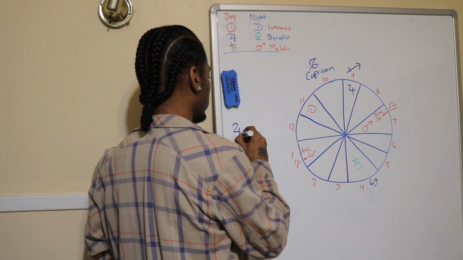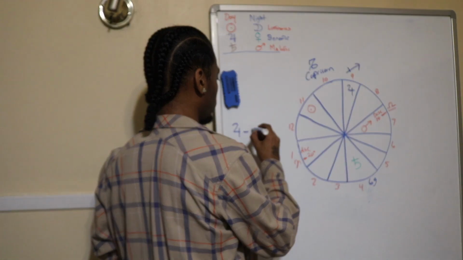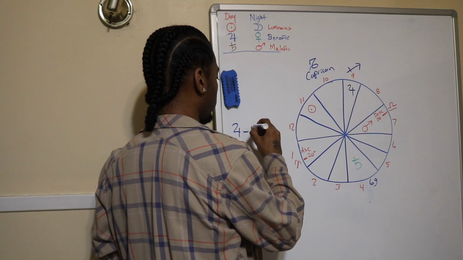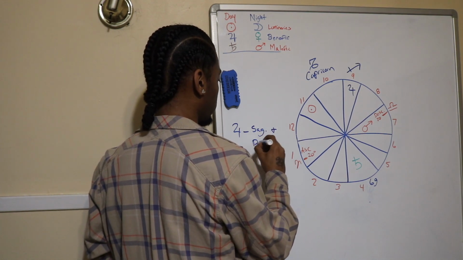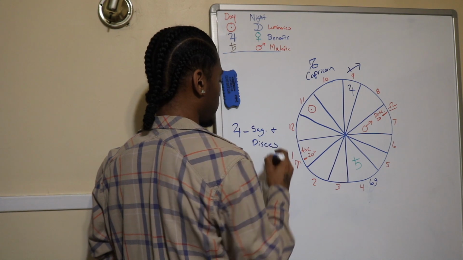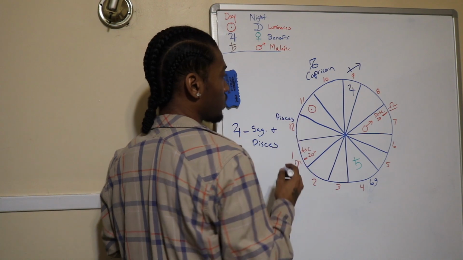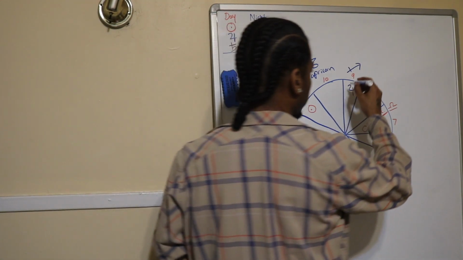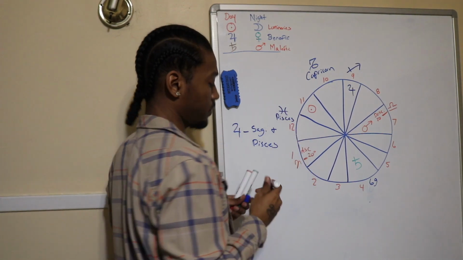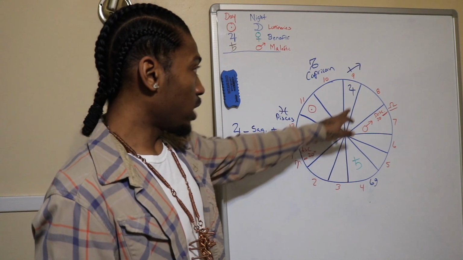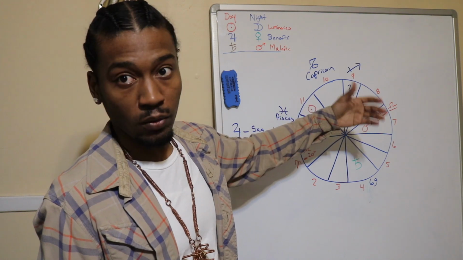Jupiter is connected to Sagittarius, so I just put Sag and Pisces. Pisces would be in the 12th, and Sag, we said, is up here, the 9th. So not only would Jupiter give you blessings in the house that it's in, it could show a more favorable type of energy.